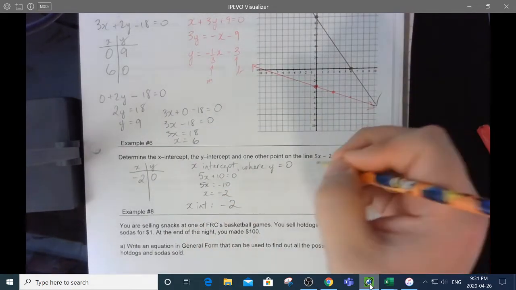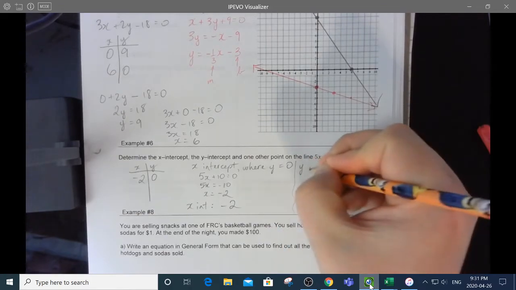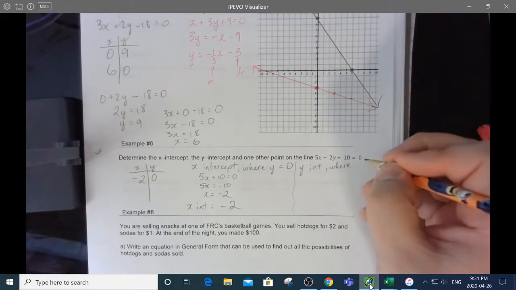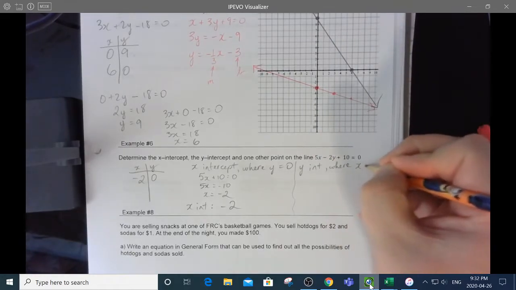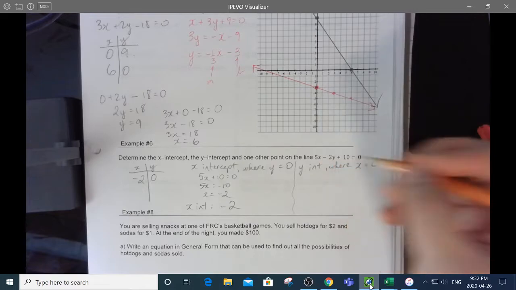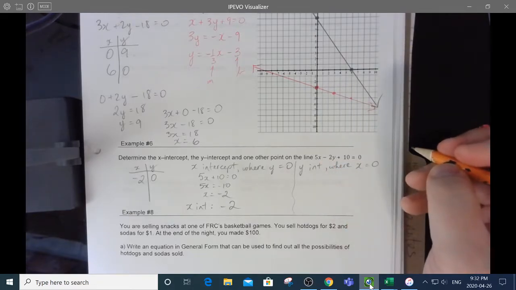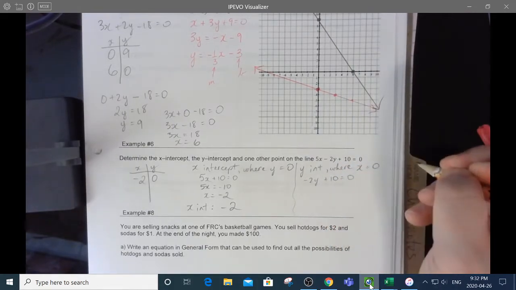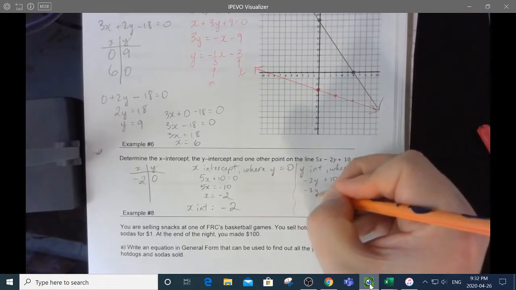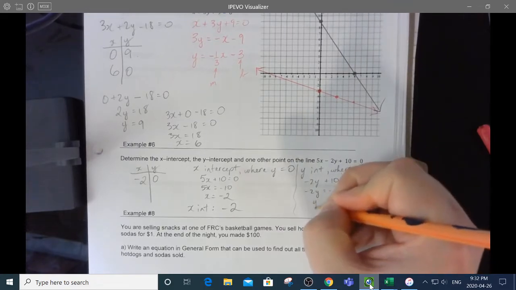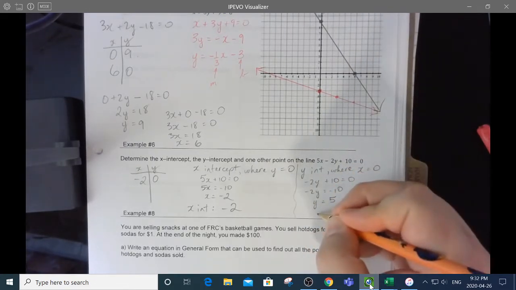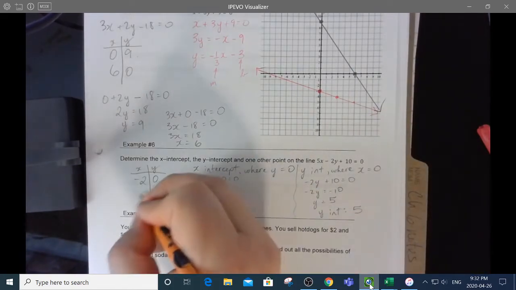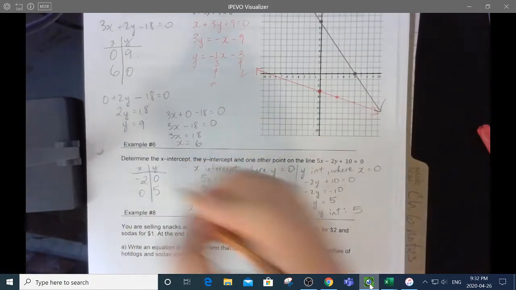Okay, let's find the y-intercept. The y-intercept is where x equals 0. So plug in a 0 for that x. 5 times x is nothing. So I have negative 2y plus 10 is equal to 0. I minus the 10 from both sides. Divide both sides by negative 2. And there's my y-intercept. My y-intercept is 5. So the point where x is 0, y is 5.